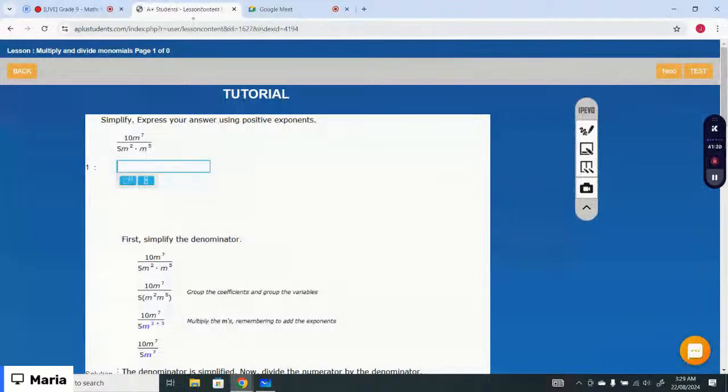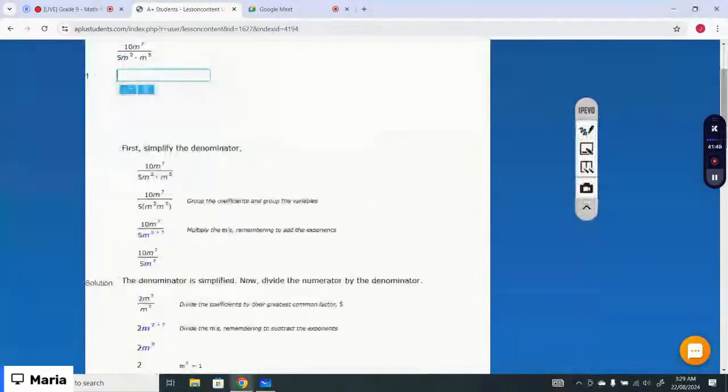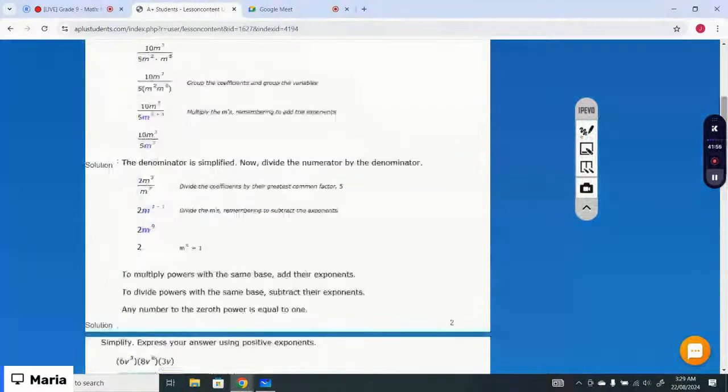Simplify 10m^7 divided by 5m^2 times m^5. You can do this question in so many ways. Let's do the easier way. Just look at the denominator: that would be 5m^2 times m^5. When the bases are the same, their exponents are added, so 5 plus 2 makes 5m^7. In the numerator you already have 10m^7, so simply divide: 10 divided by 5 is 2, and m^7 and m^7 cancel out each other, so you are simply left with 2.